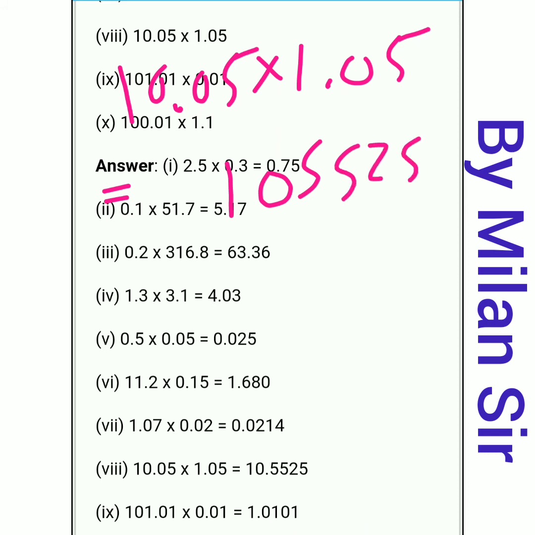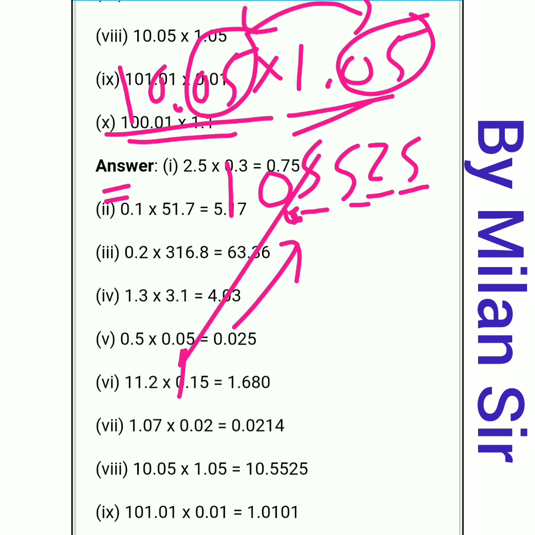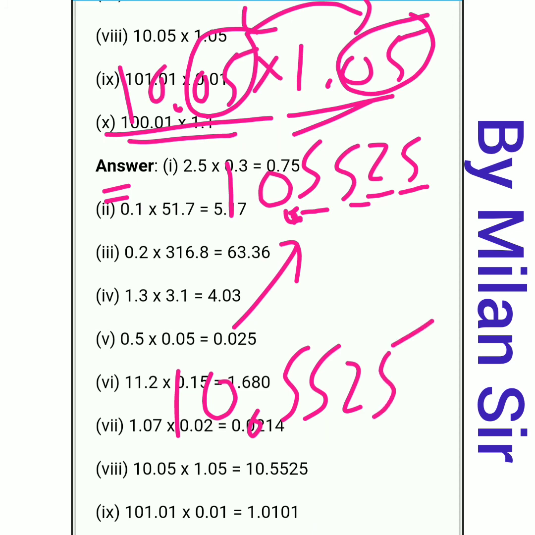105525. This is the answer of the multiplication. Now in the first number we have 2 digits after the decimal point, and in the second number we also have 2 digits after the decimal point. So in total we have 4 digits after the decimal point. So in the answer we need to put the decimal point before the 4 digits. So first, second, third, fourth, before 4 digits, we put the decimal point. So the answer is 10.5525. This is the answer.